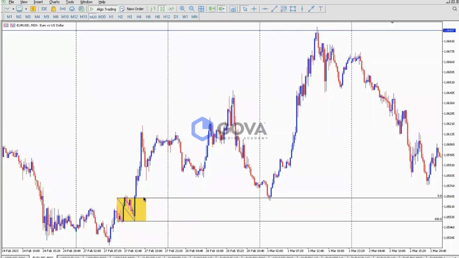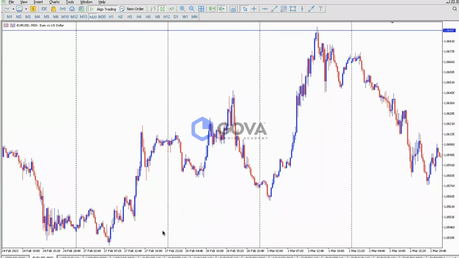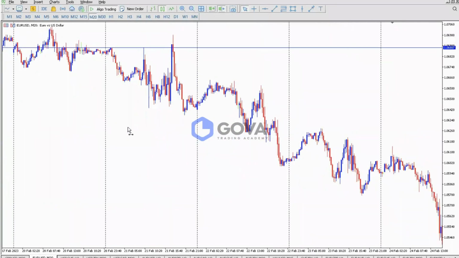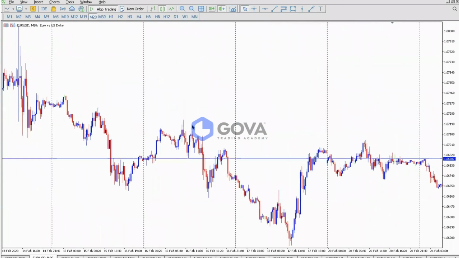You can see how price came back to our zone here and then rallied up massively. So that is how to mark a buy trade proximal and distal line, and that's how to mark a sell trade proximal and distal line. But let me show you one more last example, and then we are done with this.